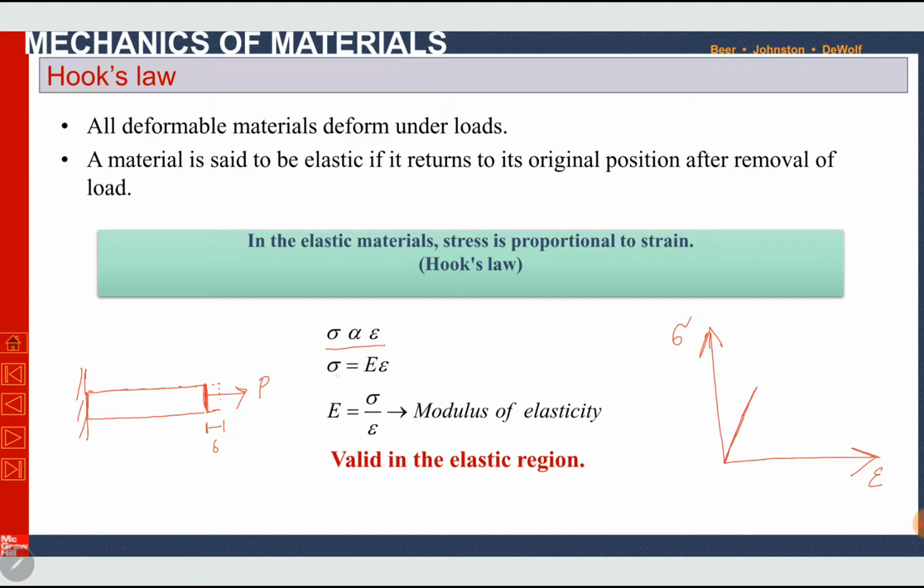So the relationship between stress and strain becomes sigma is equal to E epsilon, where E is the modulus of elasticity. So E is actually the slope of this line, the curve between stress and strain within the elastic region. If the load exceeds the elastic limit, this range does not define elasticity, and Hooke's law is not applicable in this region. It is only applicable when stress and strain are linearly proportional.